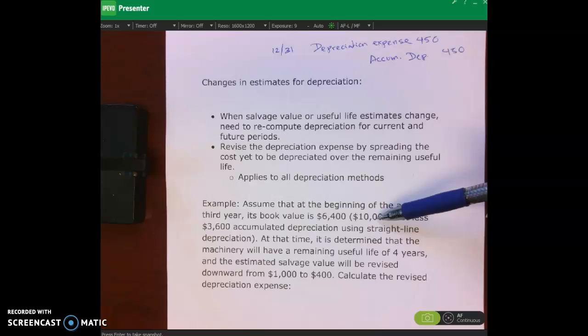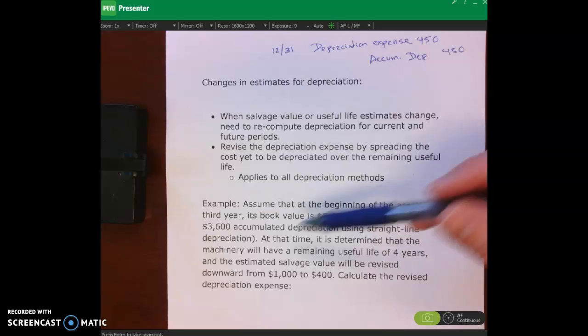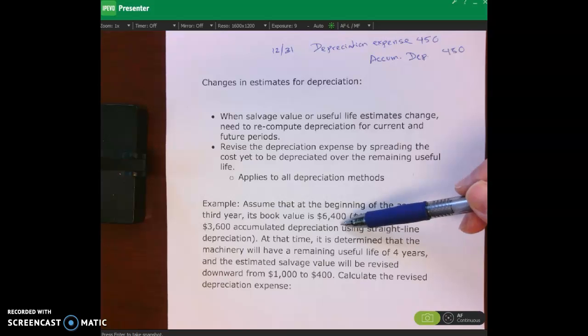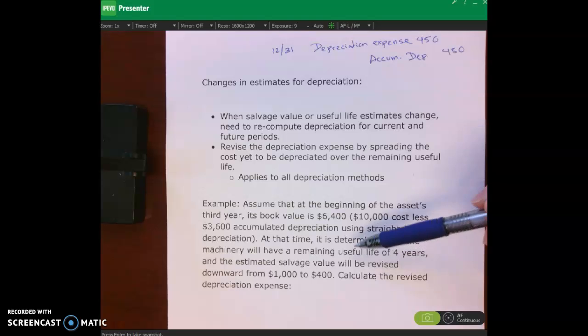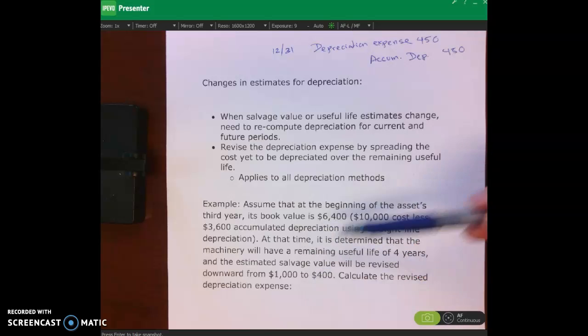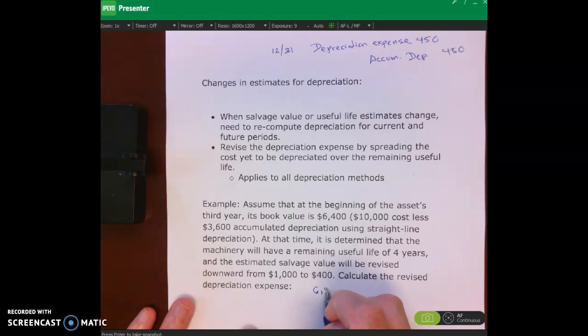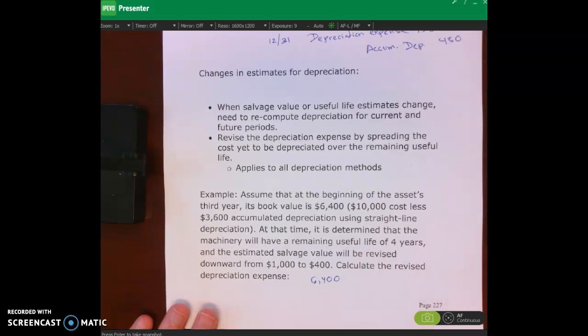But then after 2 years, in the beginning of the third year, we make a change. We change the useful life, and then we change the salvage value. So now what this does is for our third year going forward, we have to change our depreciation expense. Okay? So how do we do that? Well, we take our book value that still needs to be depreciated. We still have $6,400 of book value, right? That we have to depreciate.